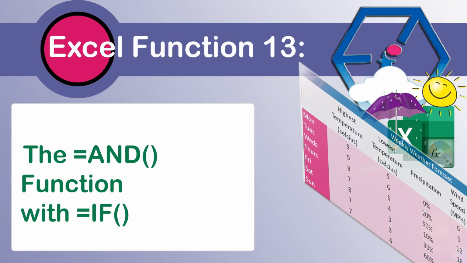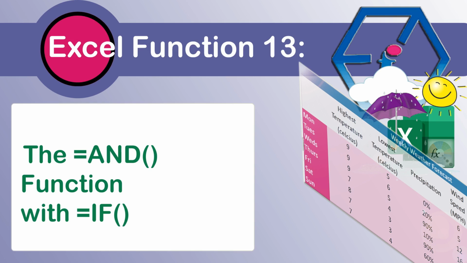We are going to create a formula using both the AND and IF functions to check whether the rainfall on Tuesday is over 50% and whether the wind speed is over 15 miles per hour. If both tests are true, then we will show one string of text. However, if both strings are false, then we will show a different string of text.